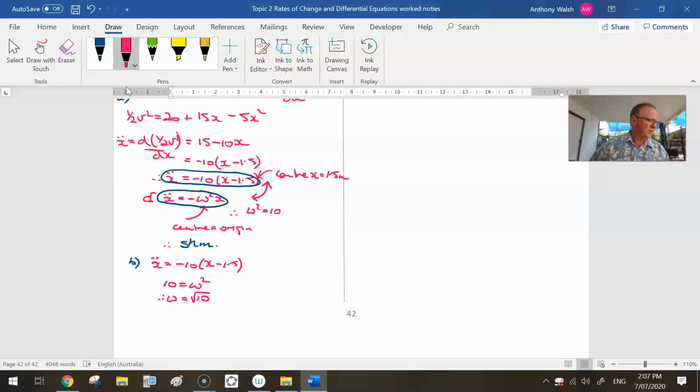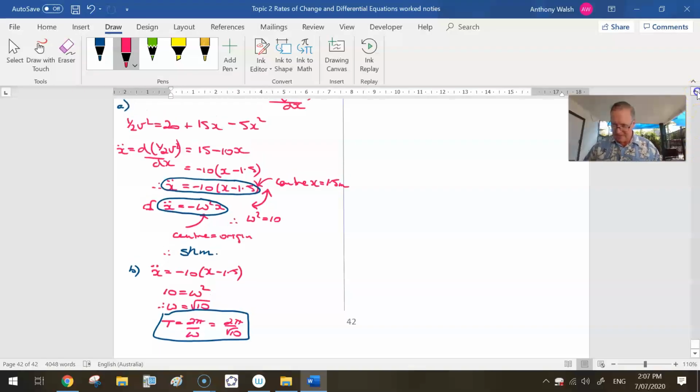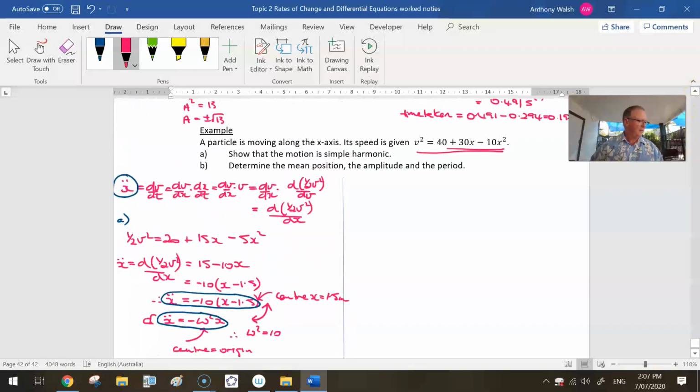And we're asked amongst this to find the period. We know that the period is equal to 2 pi on omega, which we just worked out as root 10. So the period is equal to 2 pi on root 10. Okay, that's the first thing we had to find, the period, 2 pi on root 10. Now we can rationalize that, I'm sure you can. But let's go at the next little bit of this to work out the other thing that I have to find.